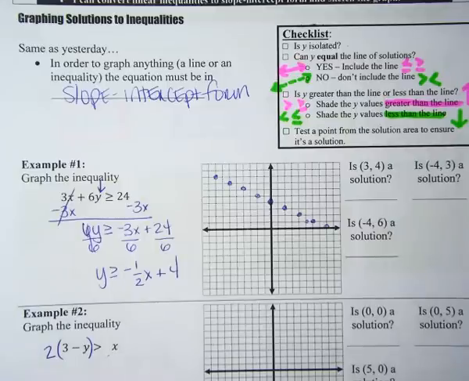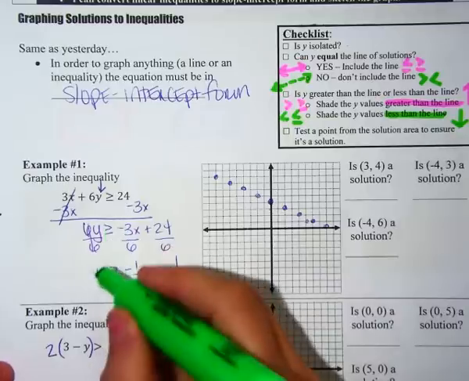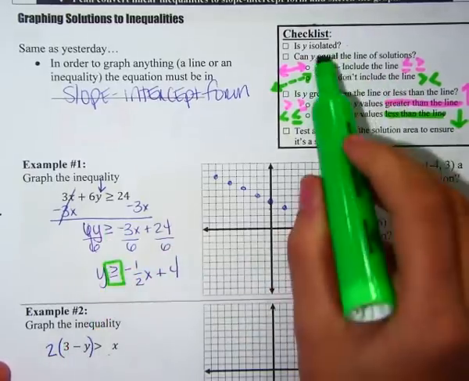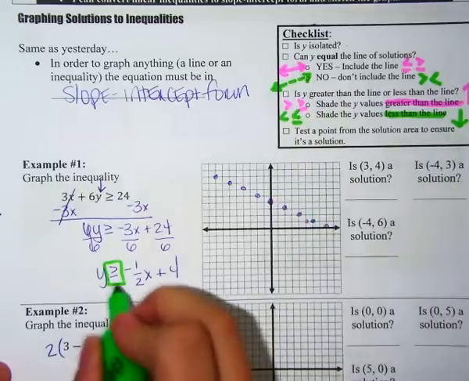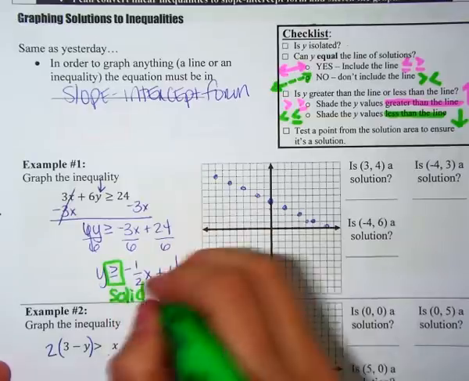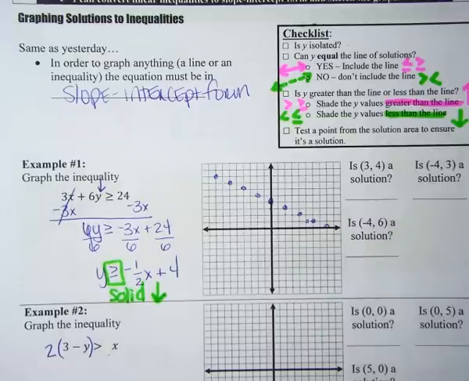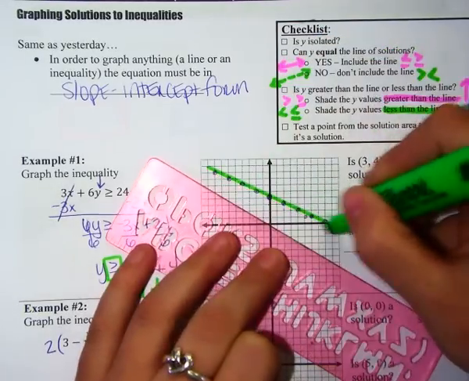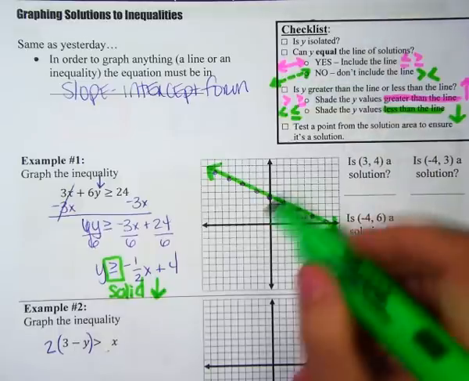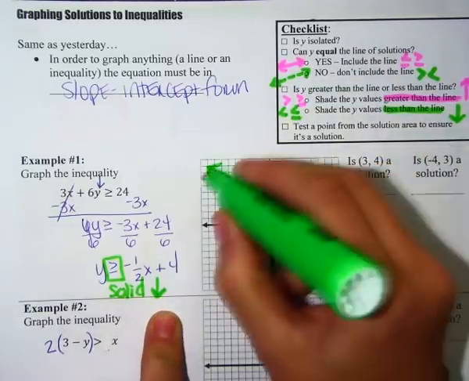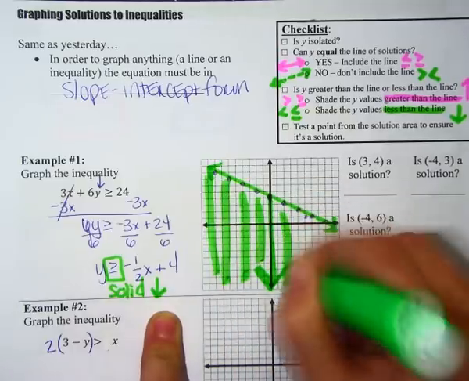Now, before I draw my line, I'm going to make some notes about this sign. This says y is greater than or equal to, so it does equal the line. It will be solid. Then it says it's greater than or equal to, so I'm going to shade down from the y-intercept. So I'm going to draw a solid line with my ruler. And then I'm going to go to my y-intercept. I'm going to shade down. So everything below the y-intercept.